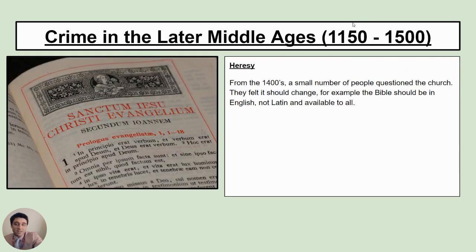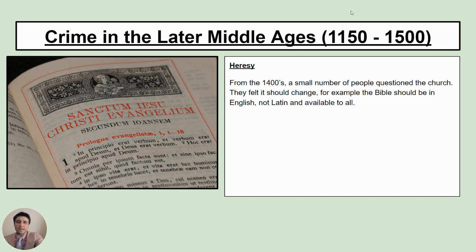The second crime is that of heresy. So from the 1400s, there was a small number of people who started to question the church and its teachings. And they started to feel that the church should change, it should reform. And some examples of changes included the Bible.